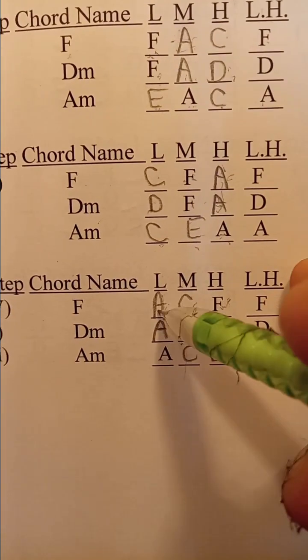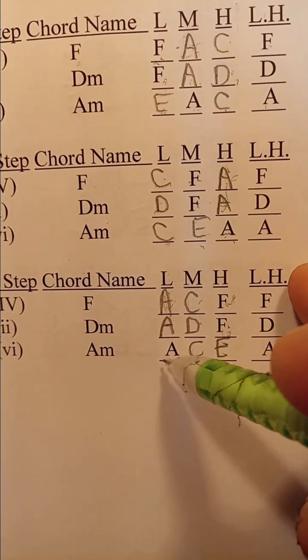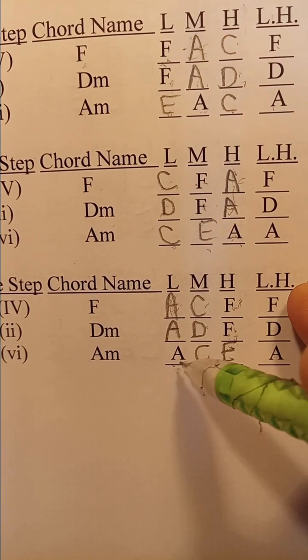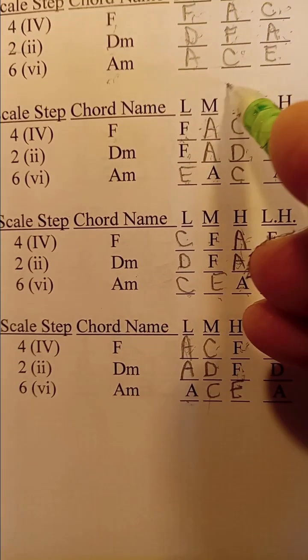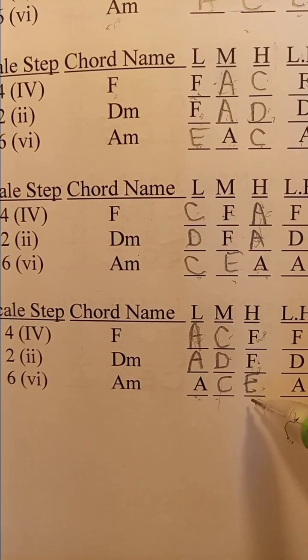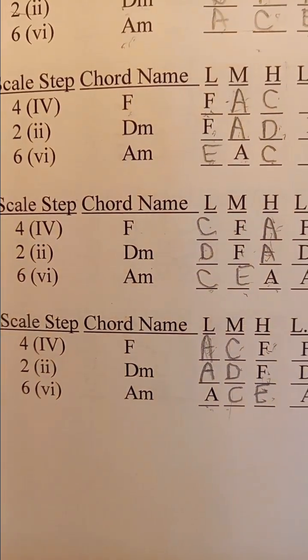And on the last one, we'll have our A's lined up for the right thumb. That'll be A for the low note, and they'll leave C and E for the middle and the high note to spell out the A minor chord. Now let's get to the piano.